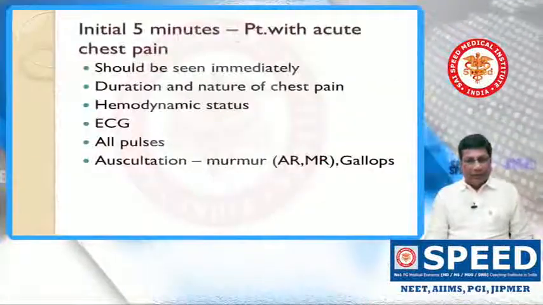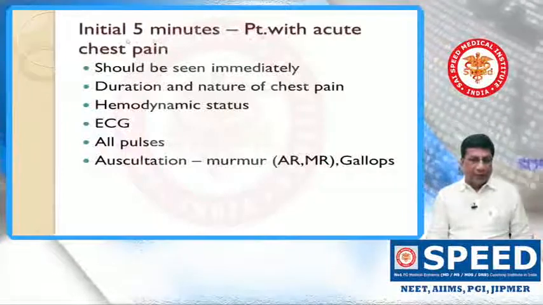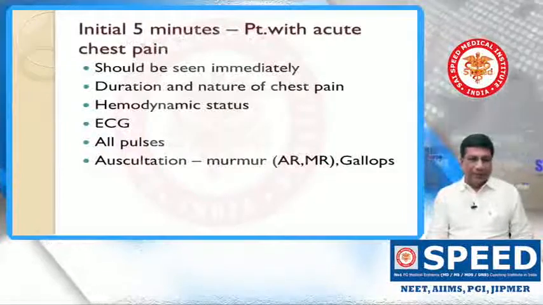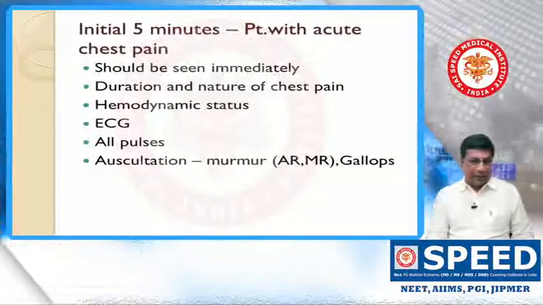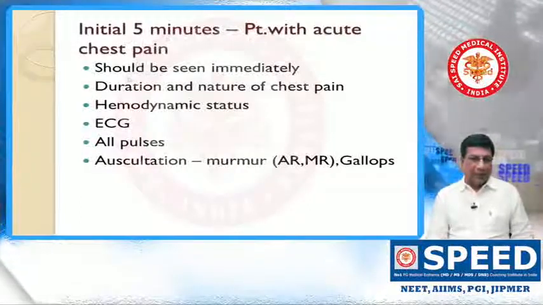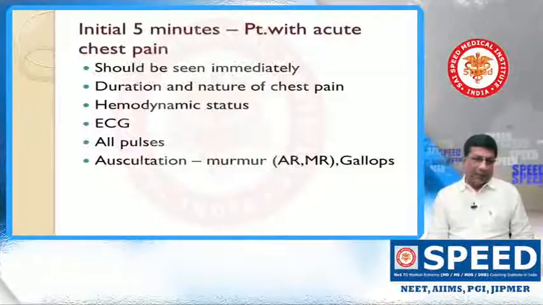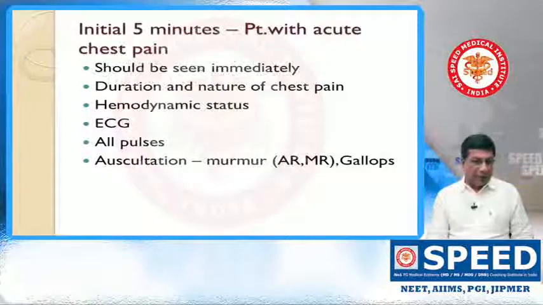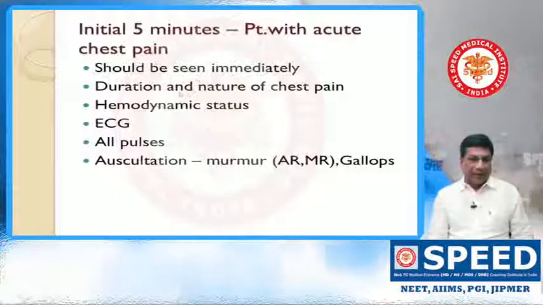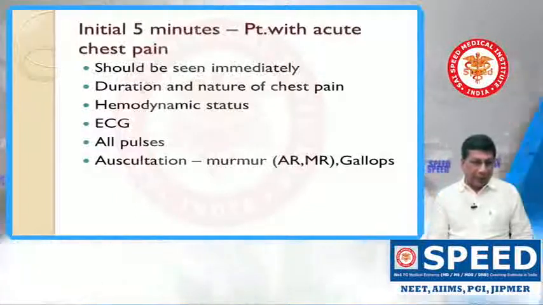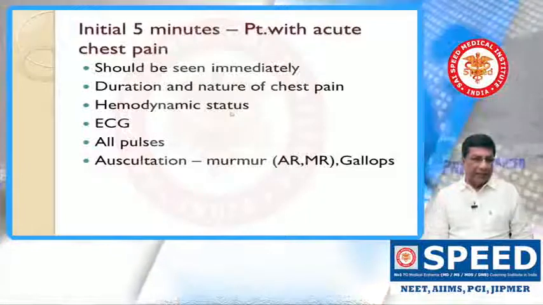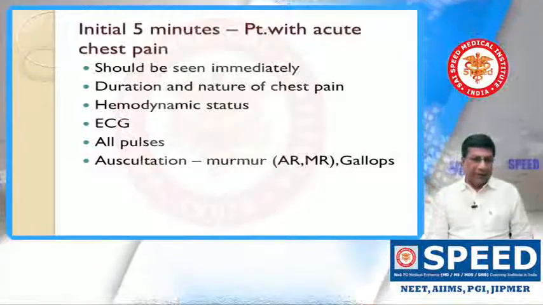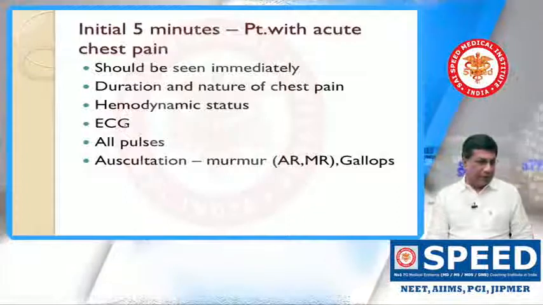The initial 5 minutes: any patient with acute chest pain should be seen immediately. Whatever the situation he is in, whatever the OP or hospital he is in, the initial 5 minutes are very important. Any chest pain patient, be it atypical or typical, will be seen immediately. Second, the duration and nature of chest pain are very important to decide your therapy. Hemodynamic status decides what to do immediately. An ECG should be taken immediately.